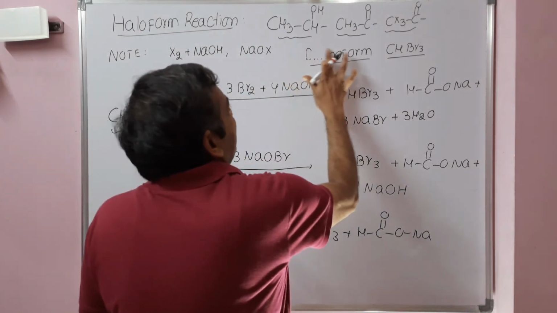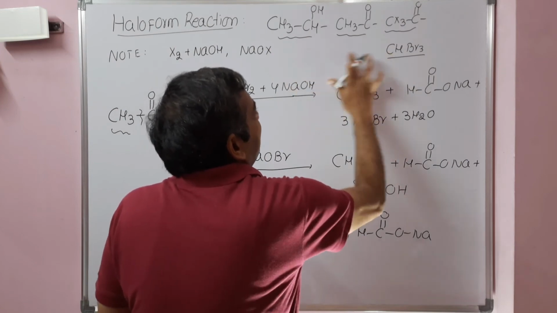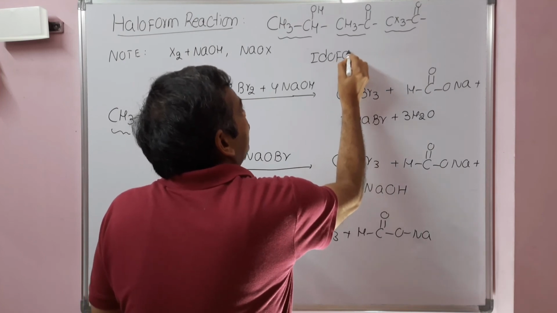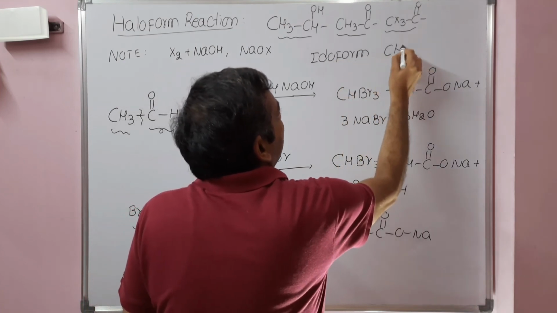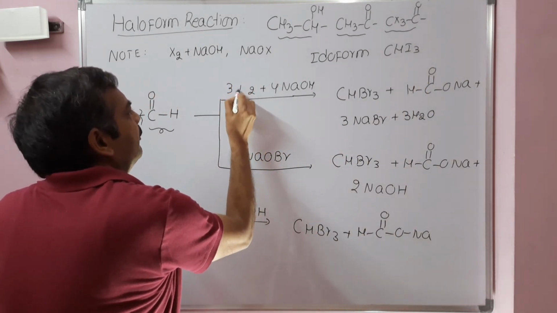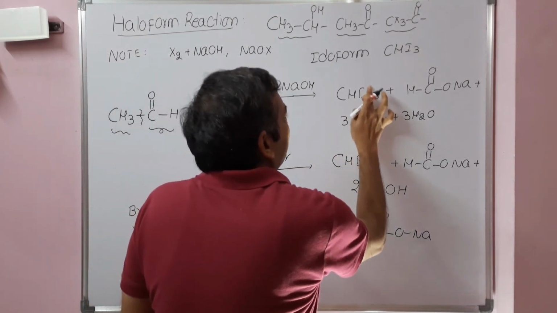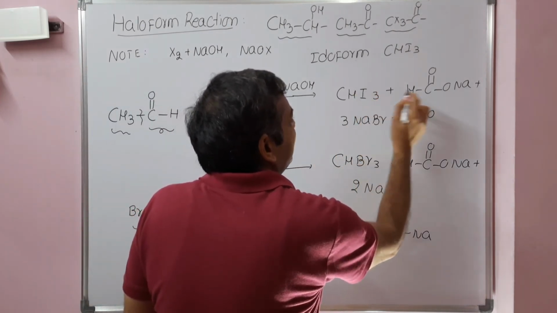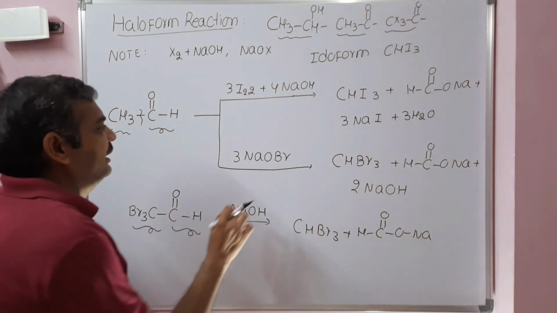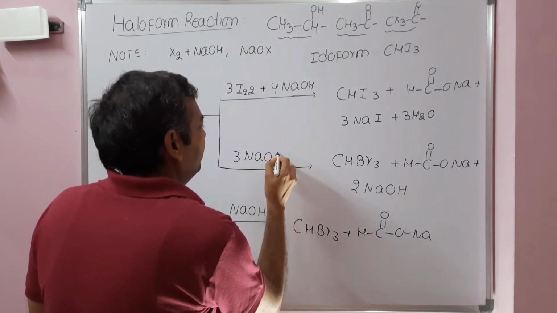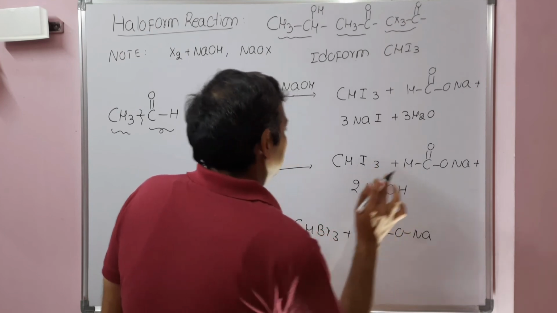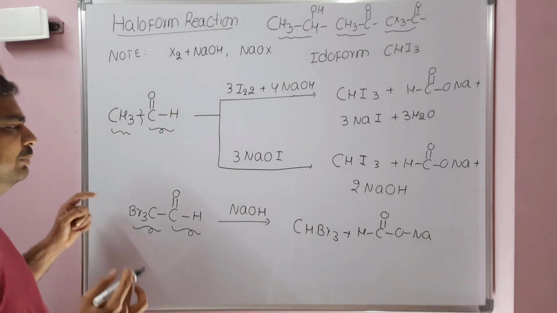So similarly, we will prepare iodoform. No need to write separately. For iodoform, we just change the reagent. Preparation of iodoform from acetaldehyde. Take here iodine, 3 moles of iodine. We will get 1 mole of iodoform, CHI3. So here we will get 3 moles of sodium iodide. Similarly here, 3 moles of sodium hypoiodite, we will get 1 mole of iodoform, and that's it. 1 mole of iodoform, sodium formate, now it's balanced.